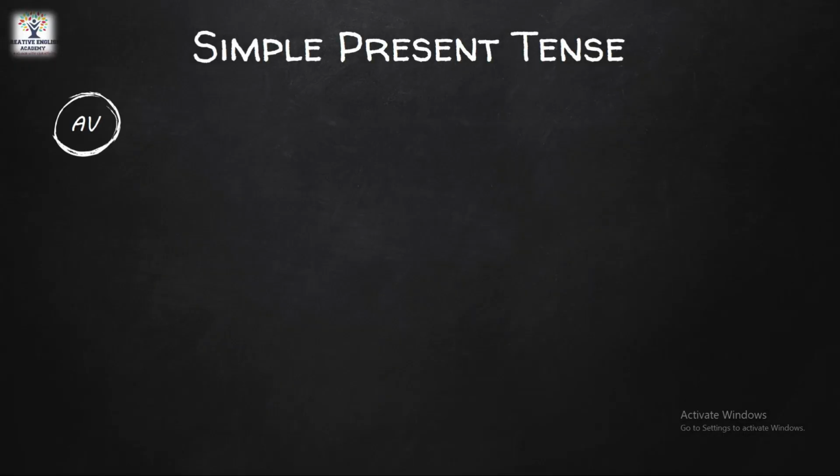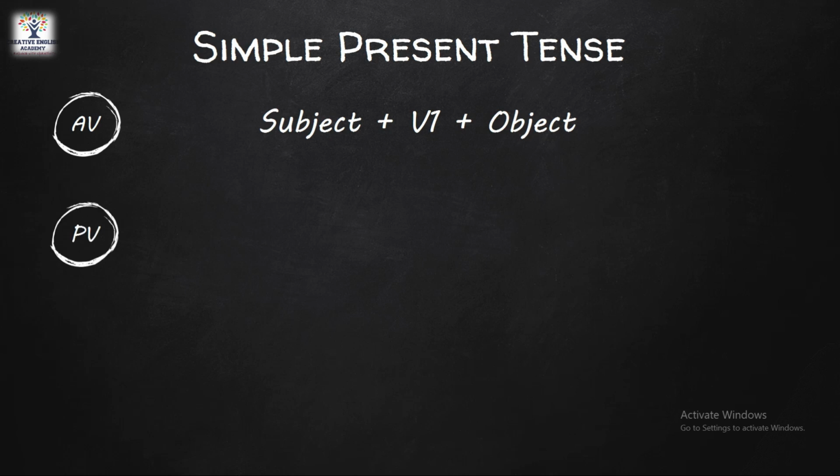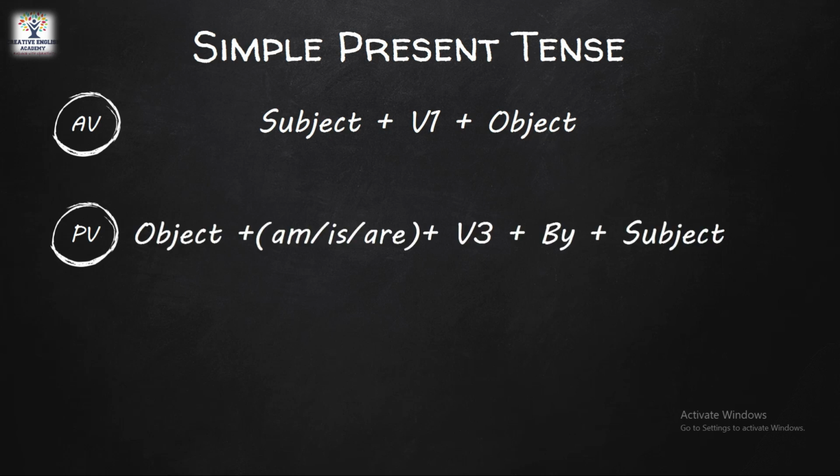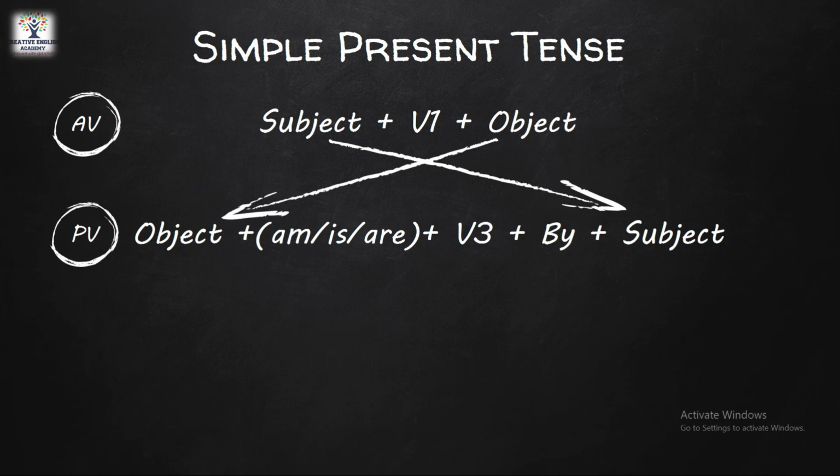We know the simple present tense active structure, that is subject plus verb base form, that is verb first form or present form of the verb, and then object. So the passive structure of this simple present tense is object plus am, is, are, then verb past participle, that is third form of the verb, then by, and at the end subject. So we know that the subject goes and becomes an object, and the object becomes the subject in the passive voice. So they interchange their places.